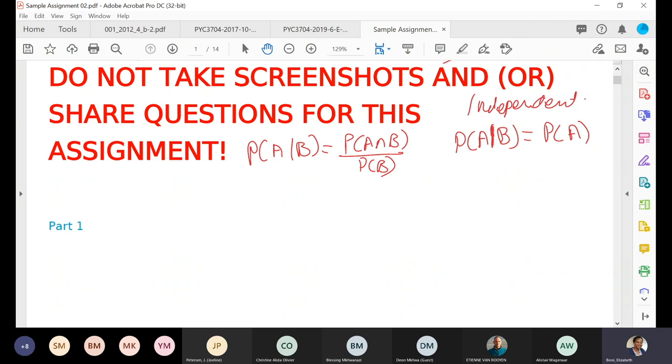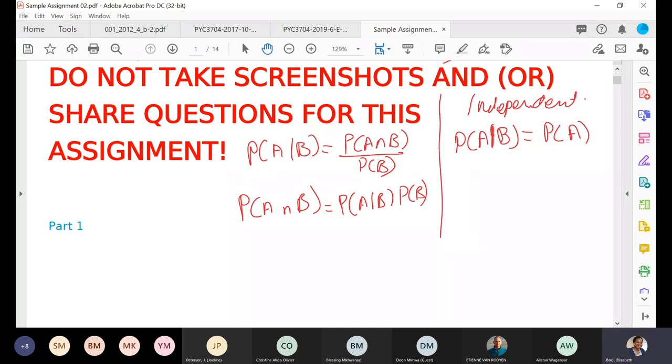Then we also have what we call a multiplication rule. It means if we want to find the probability of A and B, given that we have a conditional probability, then the probability of A and B is given by the probability of A given B times the probability of B. And that is what we call a multiplication rule. You also need to remember that.